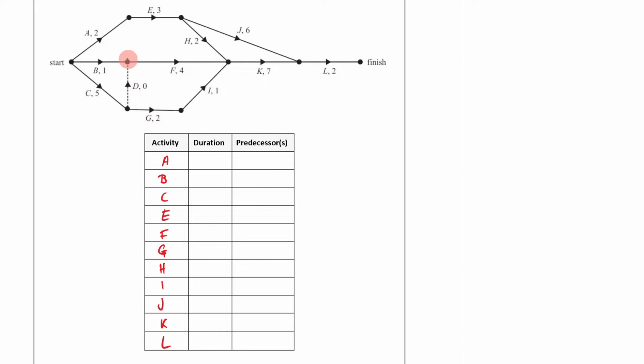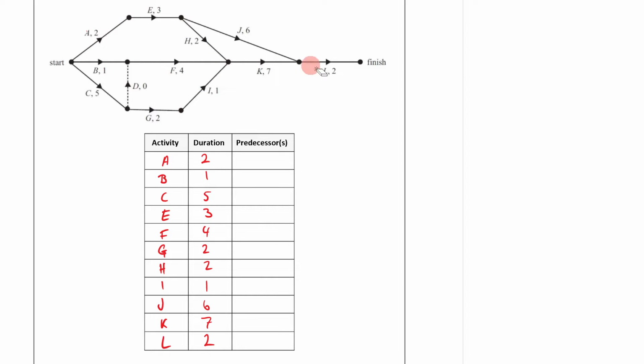Next, we have to figure out the duration. All right, the duration. Now, we just literally read it off. So, for instance, A is 2 hours. B is 1. C is 5. E is 3. F is 4. G is 2. H is 2. I is 1. J is 6. K is 7. L is 2. Well done, we did it.